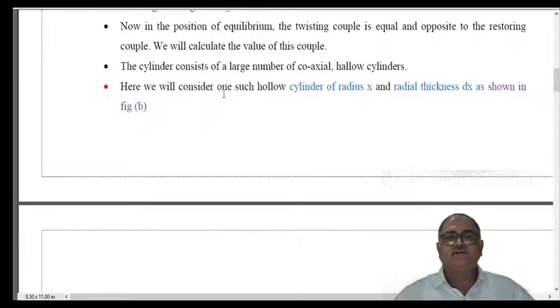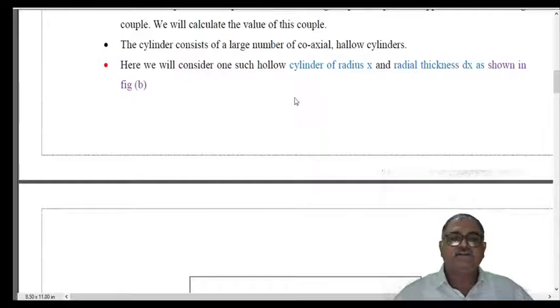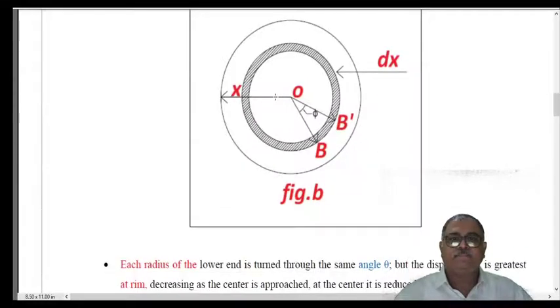Here we will consider one such hollow cylinder which has a radius x and radial thickness dx, which is shown here. See now, we are here considering one cylinder, this having a center O, this radius x and this radial thickness dx. See now, OB is fixed. And when we are giving a twist, then the formation of the cylinder becomes OB dash.